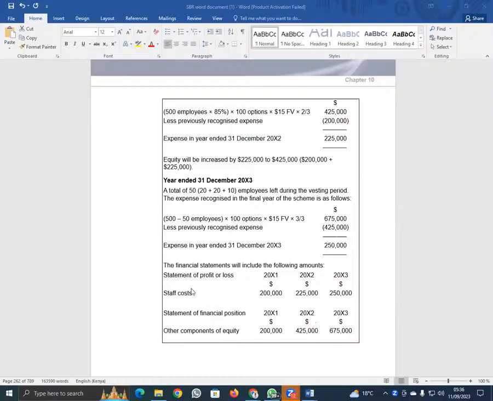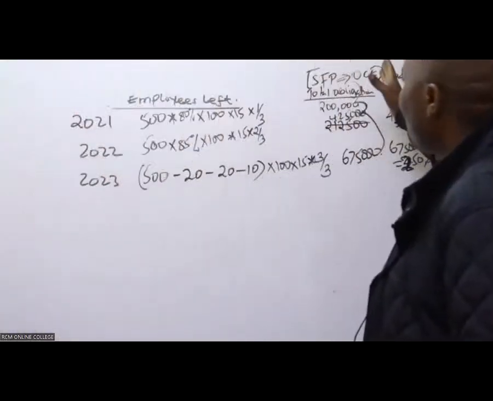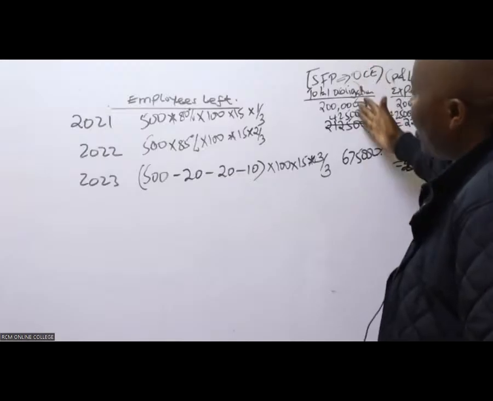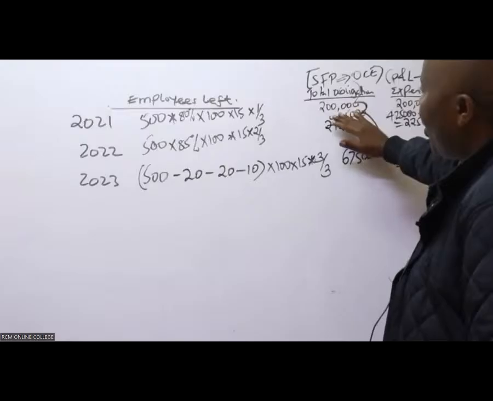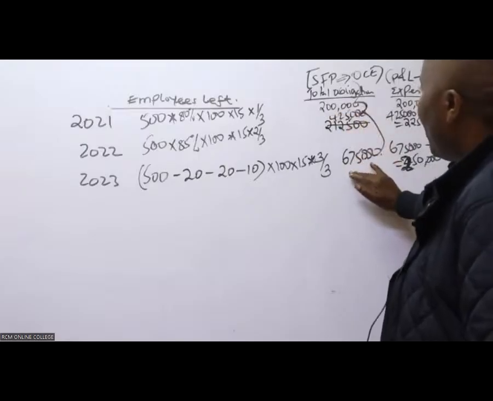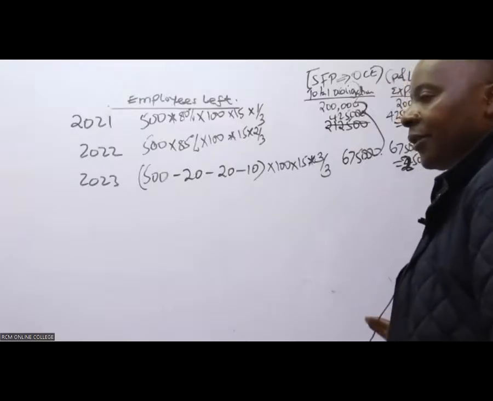You don't need to write them in horizontal format like this. The moment you finish writing like this, that basically becomes your extract: statement of financial position, other components of equity, 200, 425, and then P and L staff costs every year. You're done.